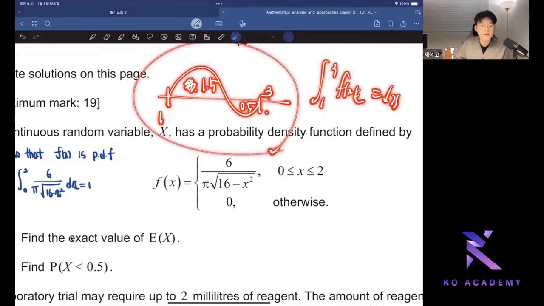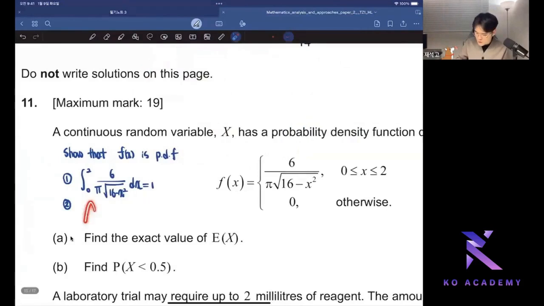If it's below the x-axis, when we calculate the probability from the PDF using definite integration, the value will come out negative. But probability can't be negative, right? So we have to check both conditions. We need to confirm that f is greater than or equal to 0. We need to show these two things at the same time.